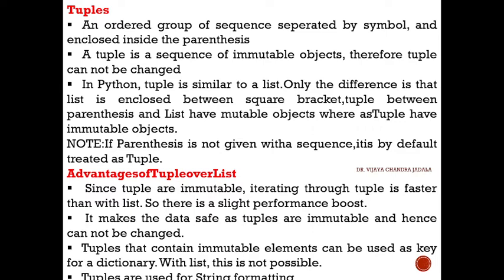Advantages of tuples over lists. Since tuples are immutable, iterating through a tuple is faster than with lists, so there is a slight performance boost. It makes the data safe, as tuples are immutable and hence cannot be changed. Tuples that contain immutable elements can be used as keys for a dictionary. With lists, this is not possible. Tuples are used for string formatting.